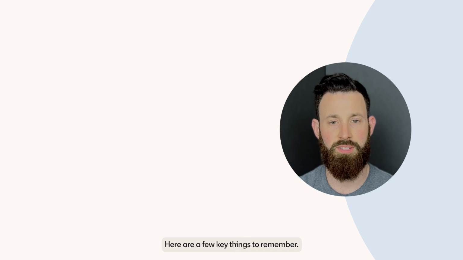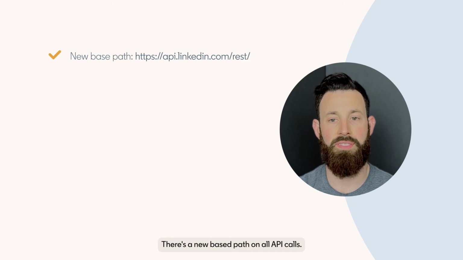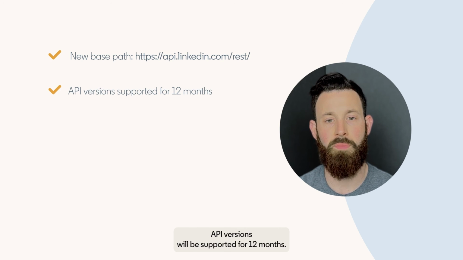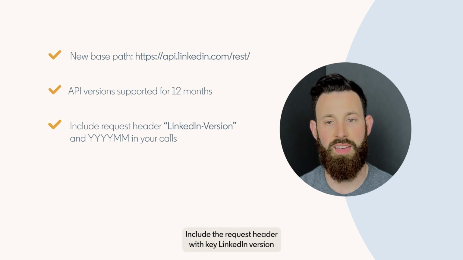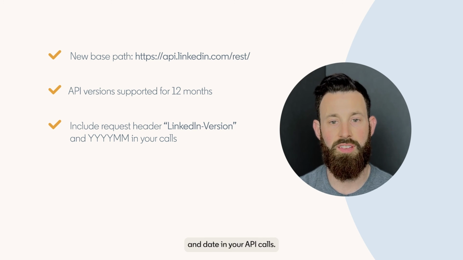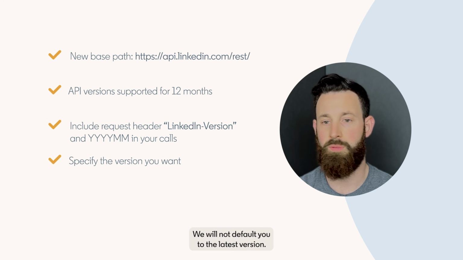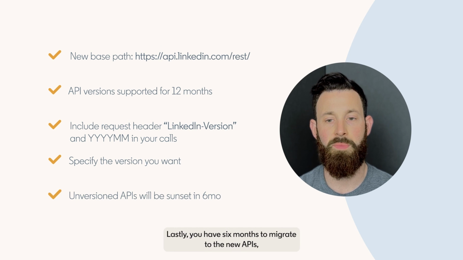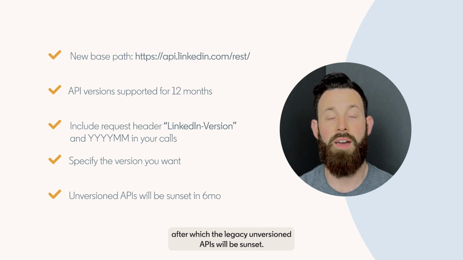Here are a few key things to remember. There's a new base path on all API calls. API versions will be supported for 12 months. Include the request header with key LinkedIn-Version and date in your API calls. Specify the version you want. We will not default you to the latest version. Lastly, you have 6 months to migrate to the new APIs, after which the legacy unversioned APIs will be sunset.